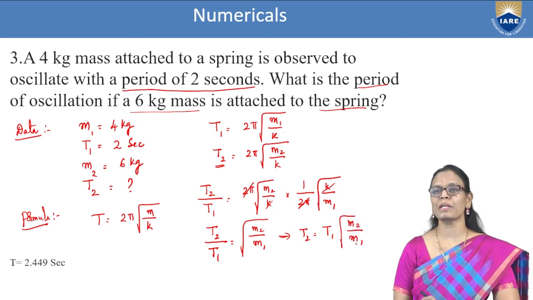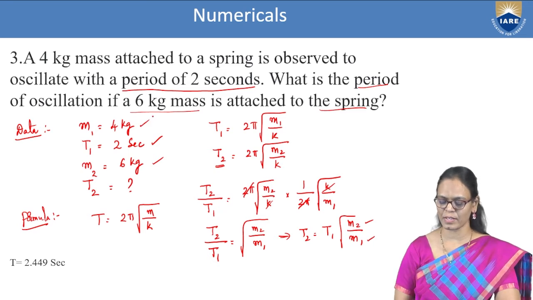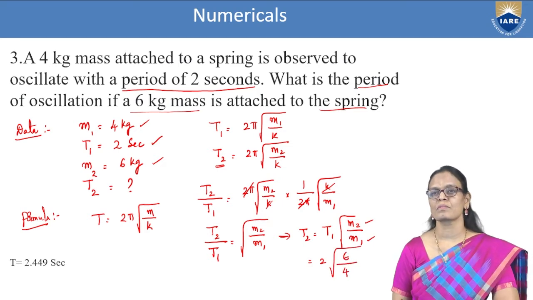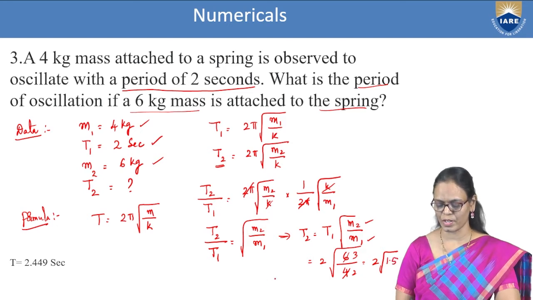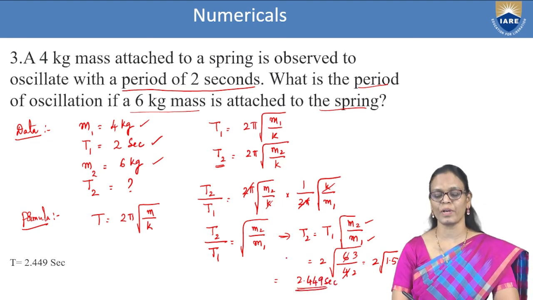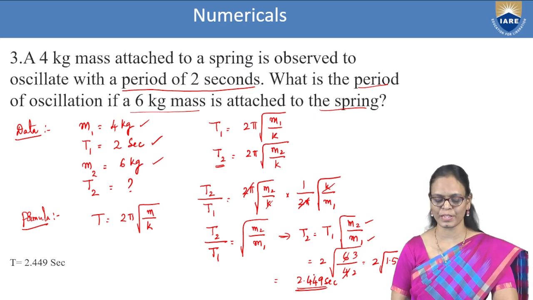Now we have mere substitution. We know T1, we know m2 and we know m1. So it is just substitution. So T1 is 2 seconds, under root m2 is 6 and m1 is 4. So 6 by 4 we have 3 by 2. So this will be 2 under root 1.5. So this will give us 2.449 seconds. So when the mass varies, the time period varies. So what is happening to the time period with the increase in mass? So it is increasing.